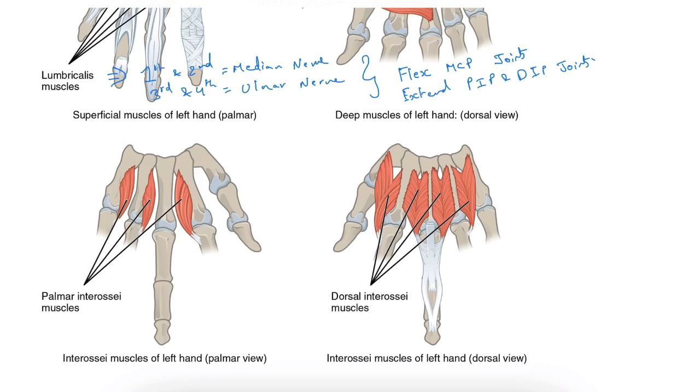So in the other intrinsic muscles, this is the third group of muscles of the hand. Here we can see some lumbricals muscles.